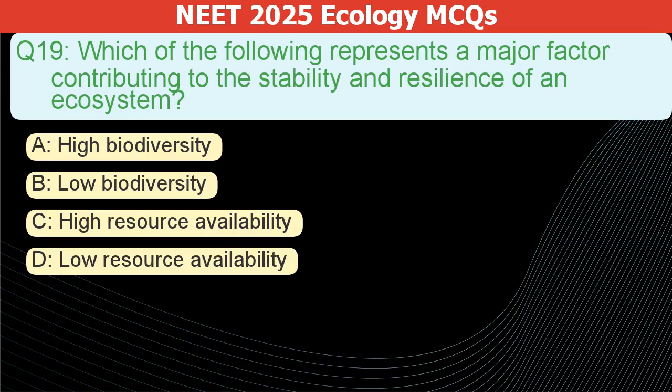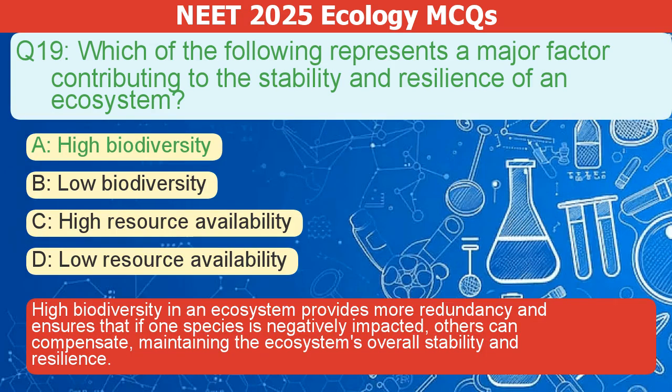Which of the following represents a major factor contributing to the stability and resilience of an ecosystem? A. High biodiversity. B. Low biodiversity. C. High resource availability. D. Low resource availability. The correct answer is A. High biodiversity in an ecosystem provides more redundancy. This ensures that if one species is negatively impacted, others can compensate, maintaining the ecosystem's overall stability and resilience.